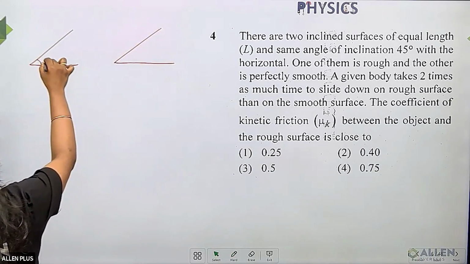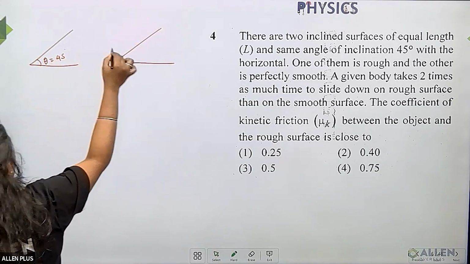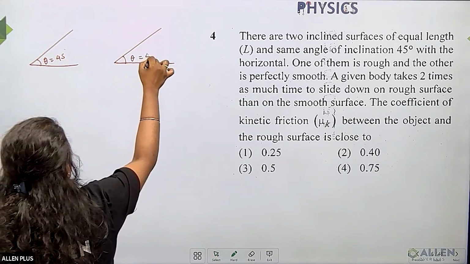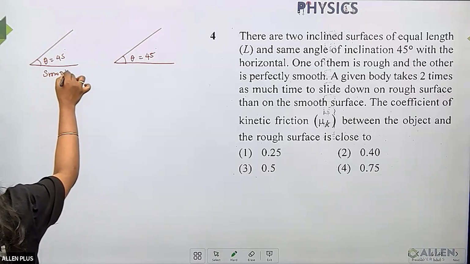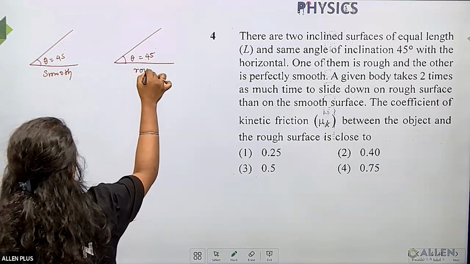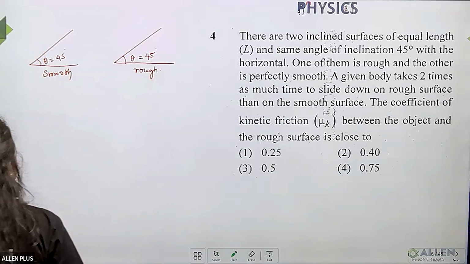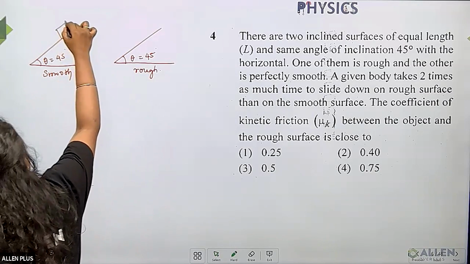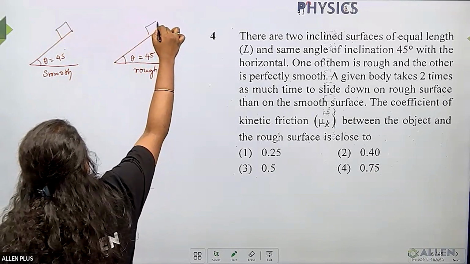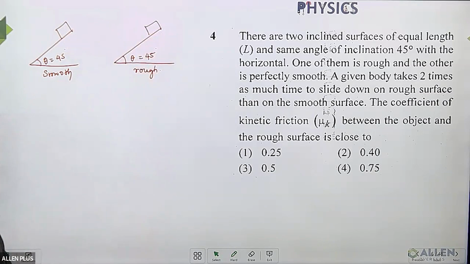So here they have taken two inclined planes, one given as smooth and the other one rough. In both cases the length is the same and an object is kept. Whatever time is taken in the case of the smooth surface for the body to slide down, twice of that time is taken when the body is placed on the rough inclined plane.